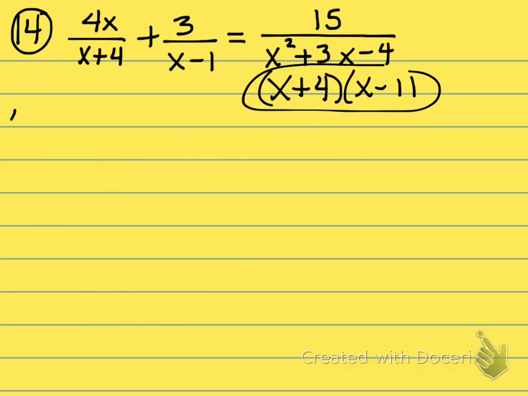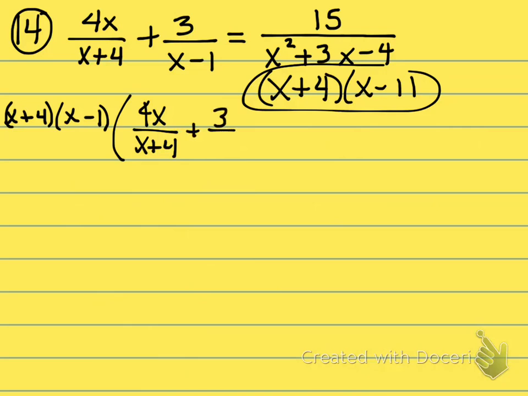So we're going to multiply both sides by it. So x plus 4 times x minus 1 times 4x over x plus 4 plus 3 over x minus 1. And that is a giant typo on the packet, by the way. That should be a plus there. So make sure you got that fixed on your paper. I tried to do this problem 3 times and it wouldn't solve out, and then I realized what I had done.